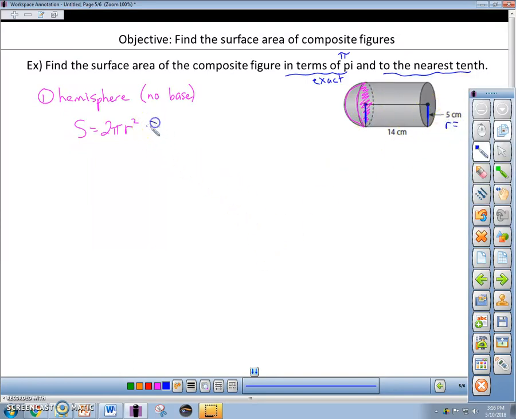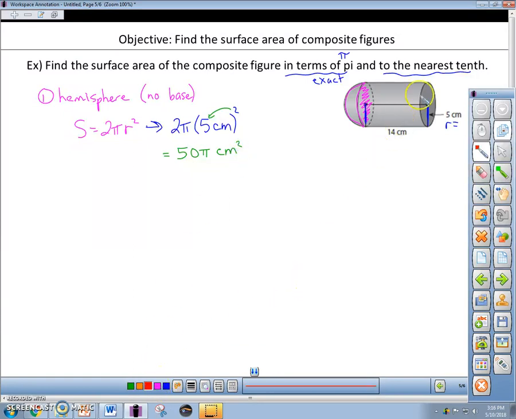So that is going to give us a surface area of 2 times pi times 5 centimeters quantity squared. Now to do this in terms of pi, which is what we're going to do first, we just multiply the numbers together, not the pi. So we have 5 squared, which is 25. 25 times 2 is 50. So this part is 50 pi centimeters squared.